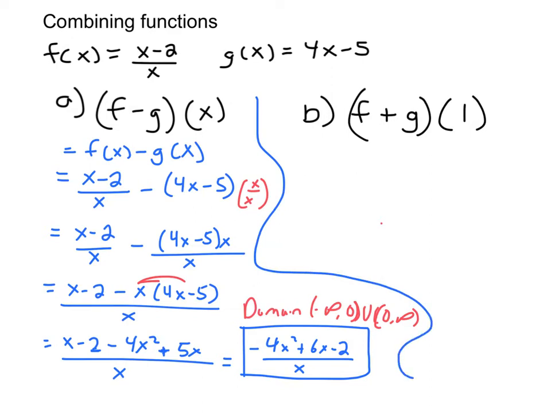Let's go ahead and do the second one, part B. This is the same as f of 1 plus g of 1. So instead of x, now it's saying f plus g of 1, so that's f of 1 plus g of 1. I plug in 1 for x in f, so that would be 1 minus 2 over 1, right? Instead of writing x, I plugged in 1. Plus 4 times 1 minus 5.